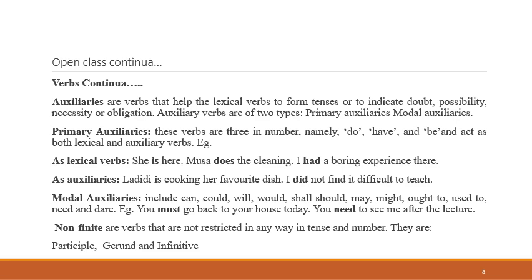As a lexical verb, we can have is, as in she is here. This is called a lexical verb because it is not helping any main verb or lexical verb in the sentence. She is here. Is here is the main verb in the sentence. Musa does the cleaning. Does here is an auxiliary verb serving as a lexical verb because the cleaning here is a noun phrase.